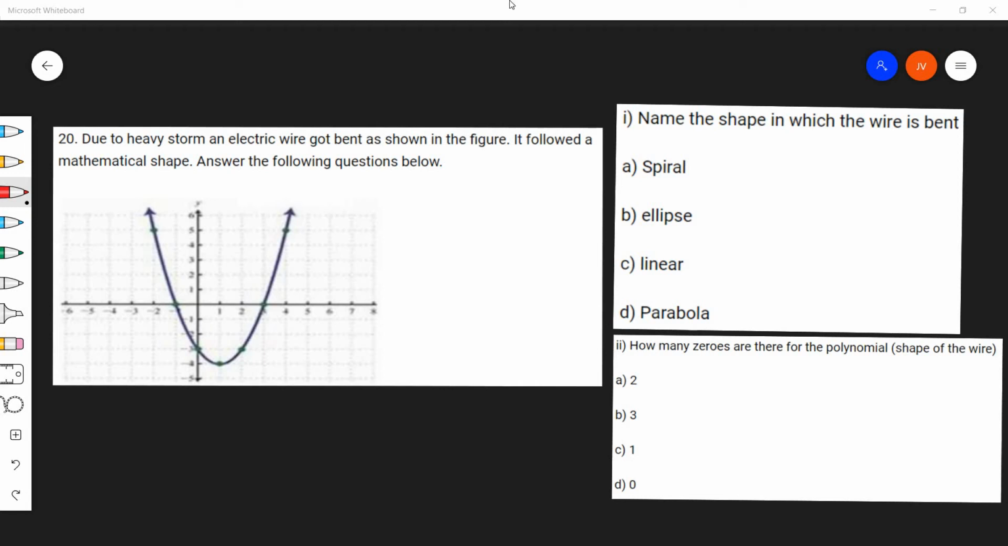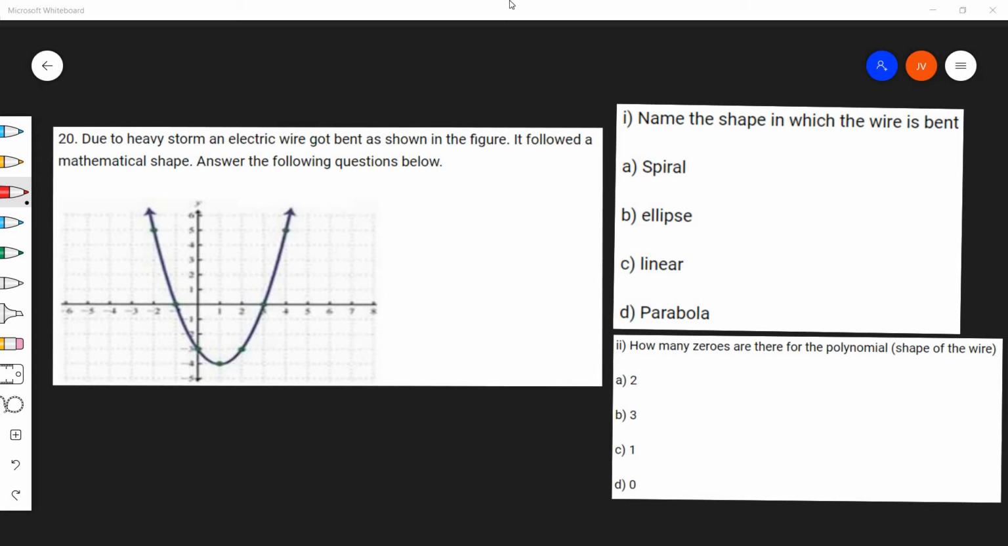Friends, in this video, we will see the solution to the case study question from the basic sample paper for class 10th mathematics, CBSE class 10th mathematics for the academic year 2020-21. This question belongs to the second chapter, Polynomials, of the class 10th NCERT mathematics textbook.